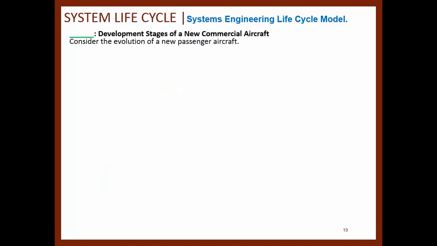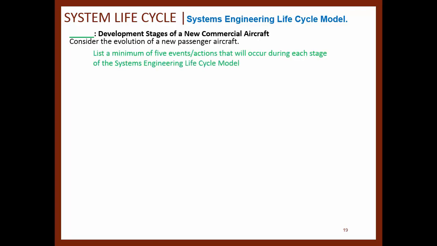But in order to get you started, I want you to work on this on your own. This is going to be the lab for today. You're going to be working independently. And I want you to list a minimum of 5 events, actions that will occur during each stage of the system engineering life cycle model.